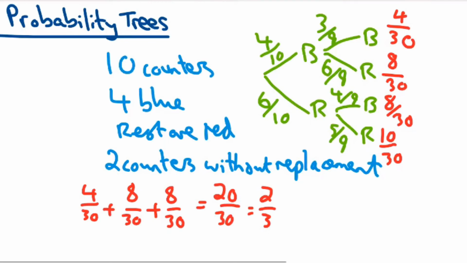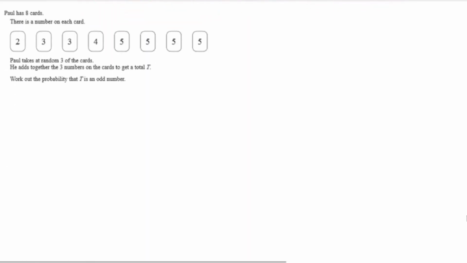Okay. With that then, if we're comfortable with these kind of concepts, let's try an actual question. Now, in this question, we're presented with 8 cards, each of which has a number on them. Now, this person, Paul, is going to take 3 random cards, and he's going to add the 3 numbers together to get a total T. Work out the probability that T is an odd number.